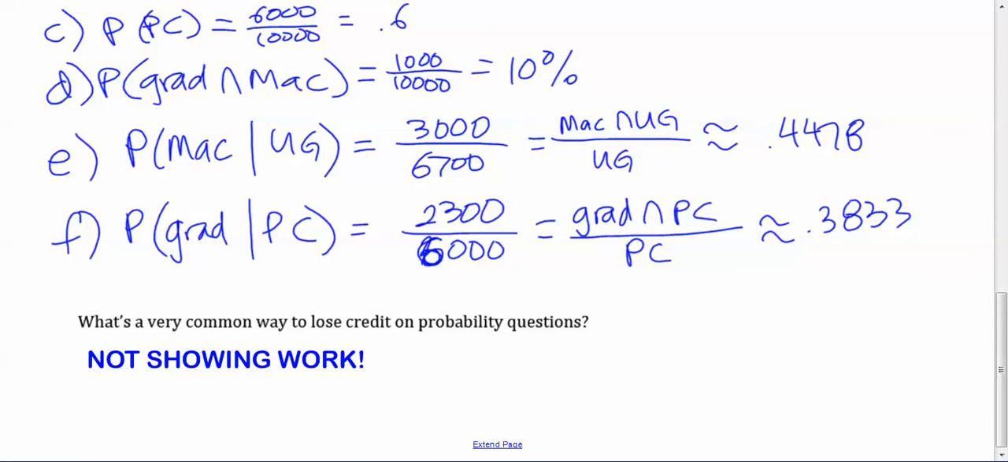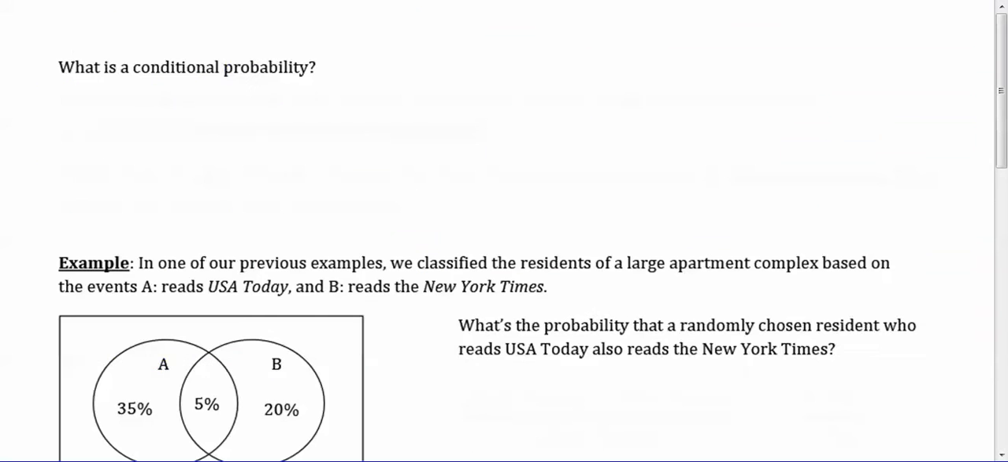Now, this means things like the better and more clearly you can communicate, the better. So again, show all of those fractions. Even if you want to put your final answer as a decimal, you should still show your work as fractions. Okay, on the next page, I have a question about what is a conditional probability.